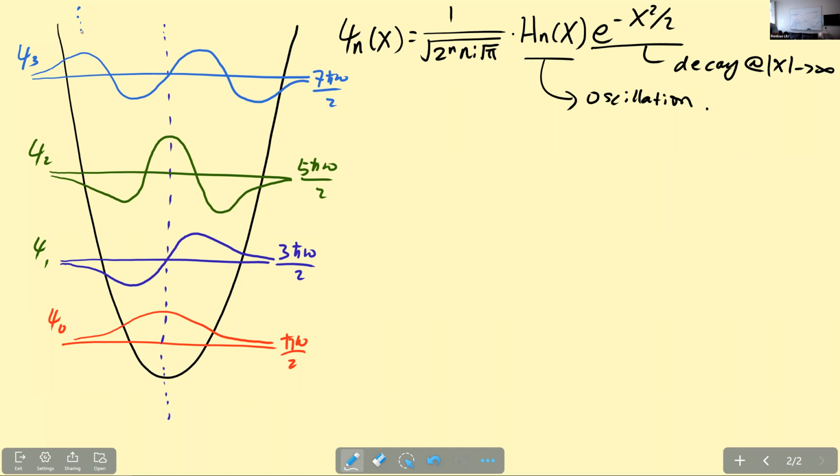And this oscillation is determined by the equation for the Hermite polynomials. Just by a little bit of algebra, we know that this polynomial satisfies the equation.